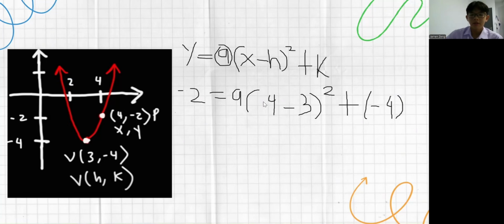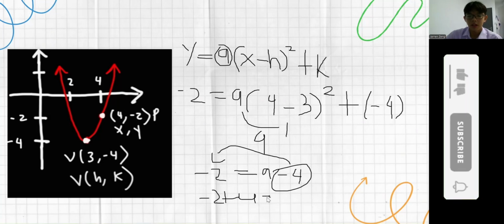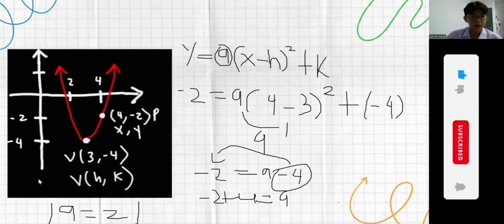Now 4 minus 3 is 1, squared equals 1, so a times 1 is a, plus -4. So basically -2 equals a minus 4. Now we can simply transfer this -4 to the left side, which makes it from negative into positive. So -2 plus 4 equals a, or we can say a equals 2. So here we got our a.